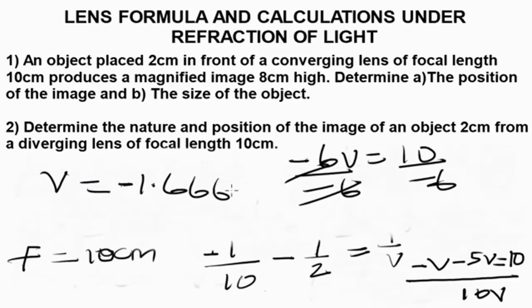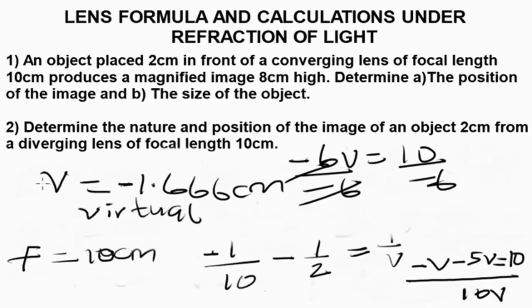We have it to be in cm. This will be the image distance. So from this question, the position of the image is this value, and the nature is a virtual image since it's a negative value. So that's it for question 2.